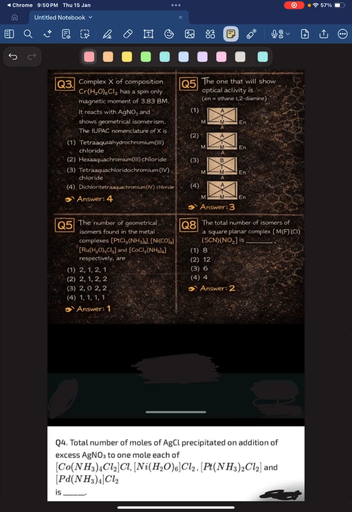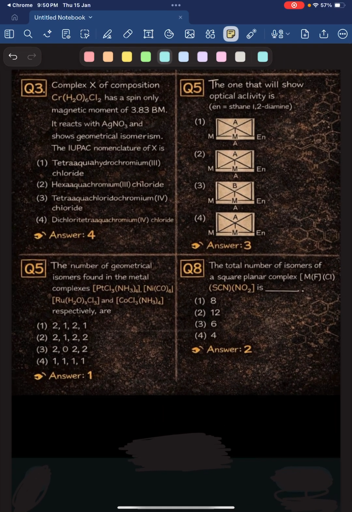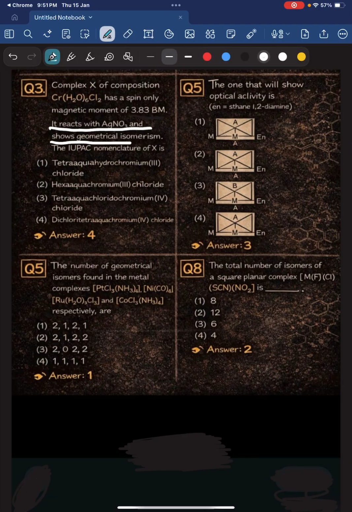Coming to this question, students. The complex X of composition CrCl3·6H2O has spin only magnetic moment 3.83. It reacts with AgNO3 and it shows geometrical isomerism. The IUPAC name of the complex is?